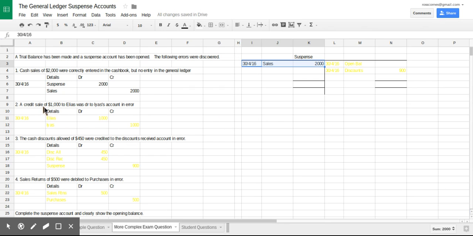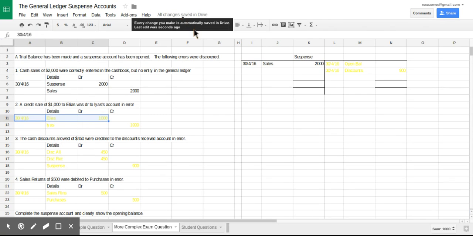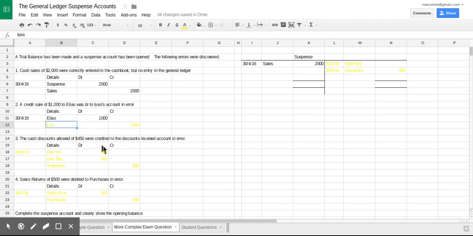Okay, the next one was a credit sale of $1,000 to somebody called Alias, which was debited to Alias's account in error. So this one isn't going to affect the suspense account, because we needed to debit Alias's account because he's now an asset and owes us some money. And because we've made an error and put this debit entry into Alias's account, we need to credit Alias's account to remove that $1,000 that we've said he owes us that he doesn't really owe us. So that one's going to have no impact whatsoever on the suspense account.